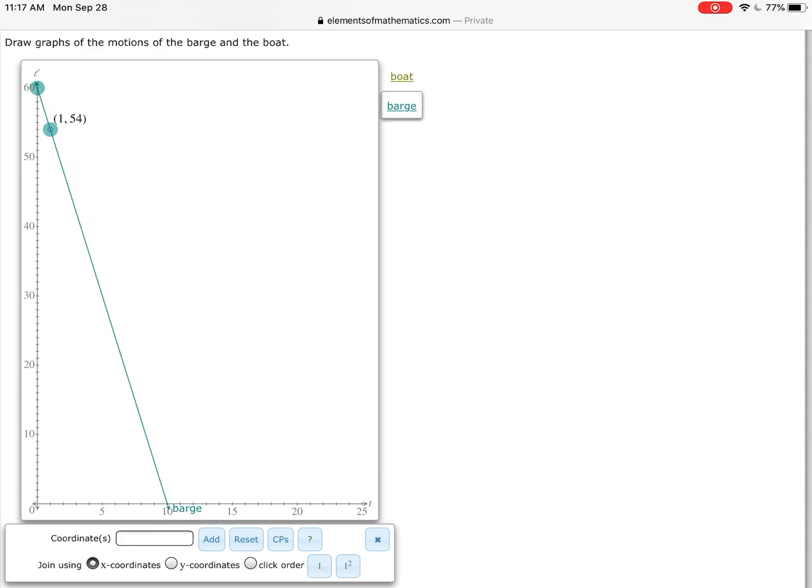Sure. And we can see pretty clearly that it's going to take 10 hours for it to go 60 kilometers, which makes sense because if it's going 60 kilometers per hour... whoops, I accidentally moved it there. Let's move it on down. Here we go. Yeah. Let's try the boat now.